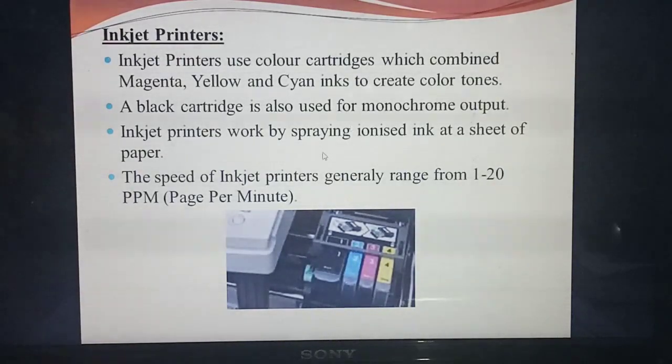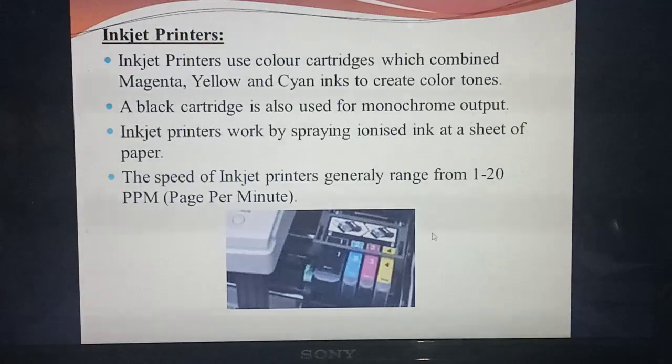How will this printer work? Here a lot of colors are there, no? While you are taking a print, each and every color is sprayed just like ink. If you need to take a printout, the color inks will be sprayed onto the sheet of paper. The speed of an inkjet printer ranges from 1 to 20 ppm, that is 1 to 20 pages per minute. Understood?